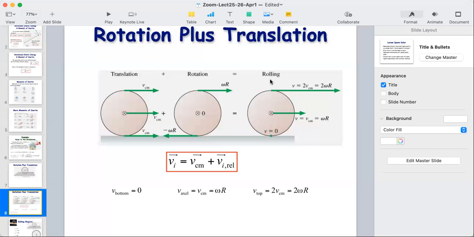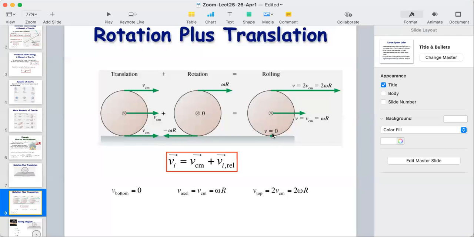At the upper point, you have the velocity of the center of mass plus the rotation. The velocity of the center of mass is omega r and the rotation is omega r, so you have 2 omega r. The velocity at the bottom instead is the rotation velocity, which is minus omega r, plus the velocity of the center of mass, which is omega r. So at the end, you have 0.